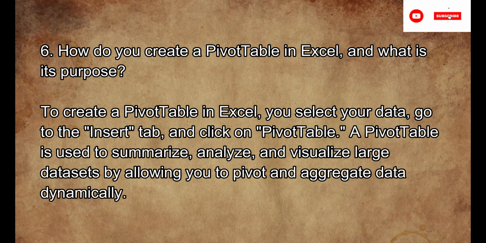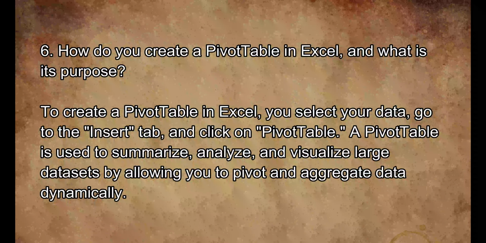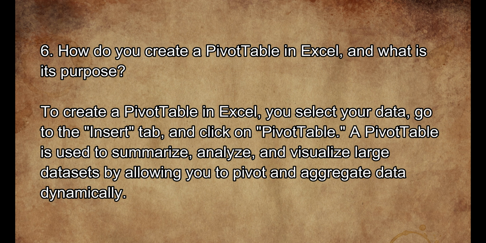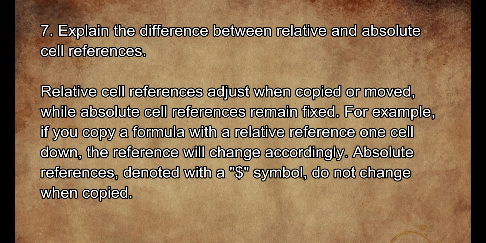6. How do you create a pivot table in Excel, and what is its purpose? To create a pivot table in Excel, you select your data, go to the Insert tab, and click on Pivot Table. A pivot table is used to summarize, analyze, and visualize large datasets by allowing you to pivot and aggregate data dynamically.